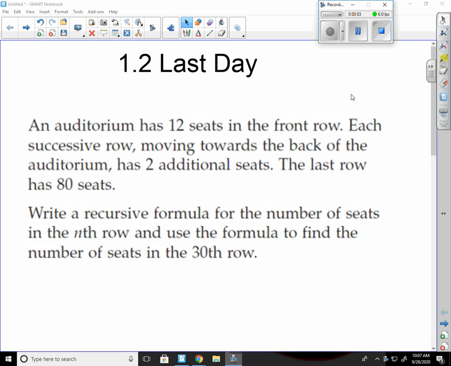Continuing with our theme from Friday, we are going to go over the next homework assignment. This one is 1.2 last day, word problems. Everybody loves it. So, an auditorium has 12 seats in the front row.